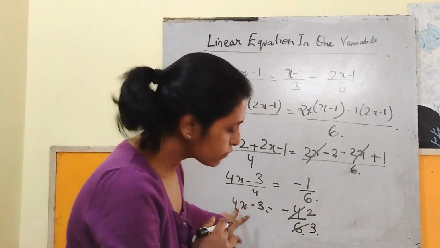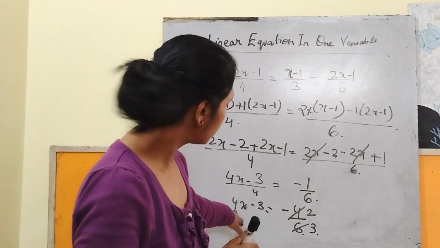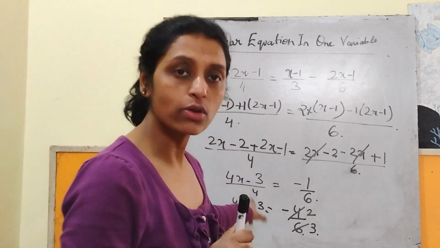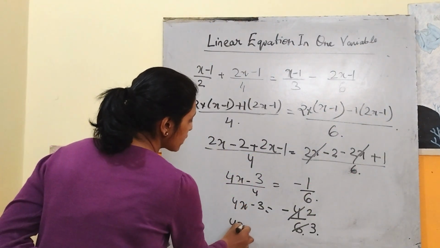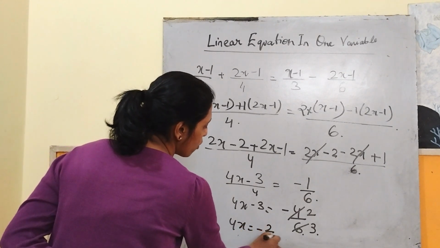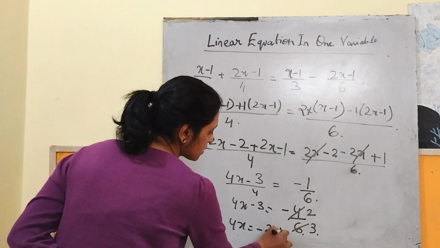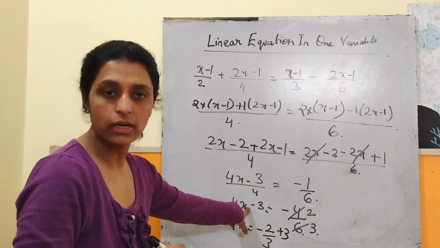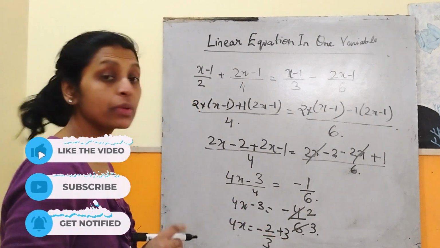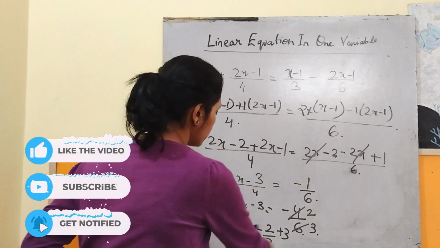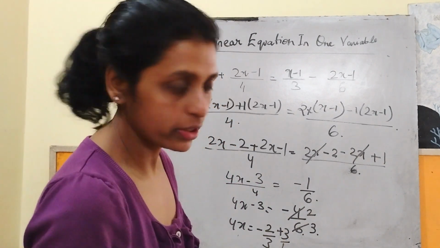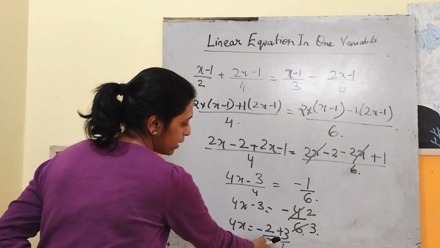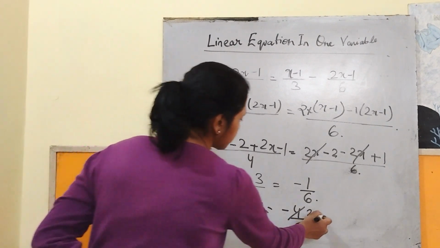Because we want to get the value of x here, this minus 3 is a constant, so we will transfer it to the right hand side, and this will become 4x is equal to minus 2 upon 3 plus 3. Why plus 3? Because here it was minus 3, so it will become plus 3. Now again, because they are unlike fractions, we have to take the LCM. So 3 and 1's LCM will be 3.